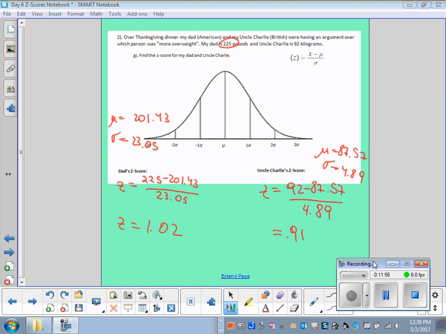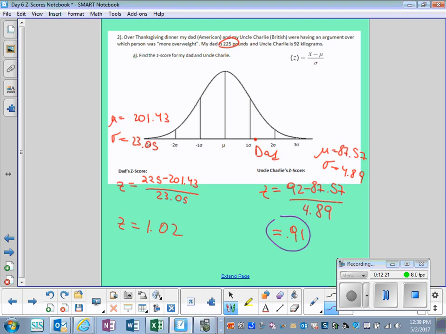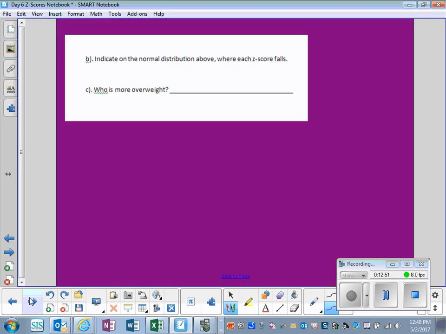So Dad's weight will be 1.02 standard deviations from the mean, so it will be somewhere here. This is my dad, right? So it's just a little bit over 1 standard deviation away from the mean on the right because the z-score is positive. Make sense? And then for Uncle Charlie, the z-score is just under 1, so it's within 1 standard deviation from the mean in his population. So this would be my Uncle Charlie. So if we are considering how overweight they are within their own population of males, who is more overweight? My dad. Perfect. So the dad is more overweight.